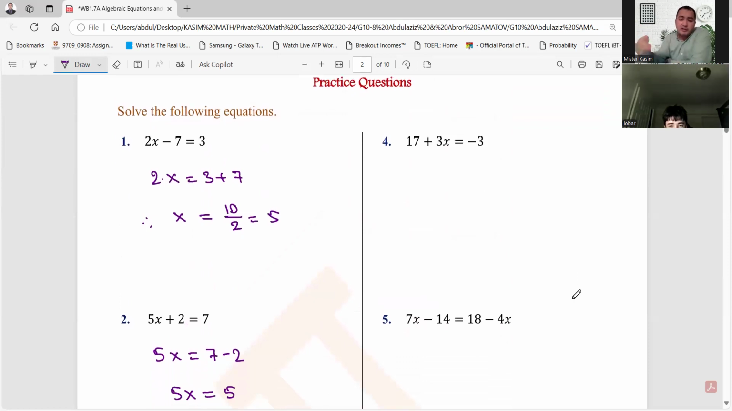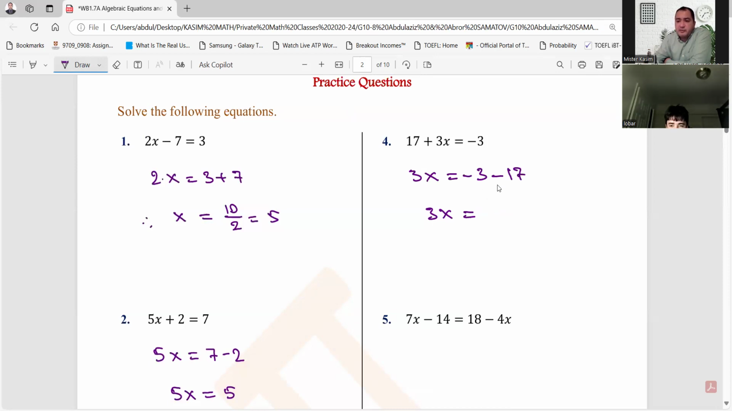A bit later, we will also practice equations that involve rational numbers. Next, 3x equals negative 17 negative 3. First, what do you have here? Negative 3 minus 17. 3x equals 14? No.